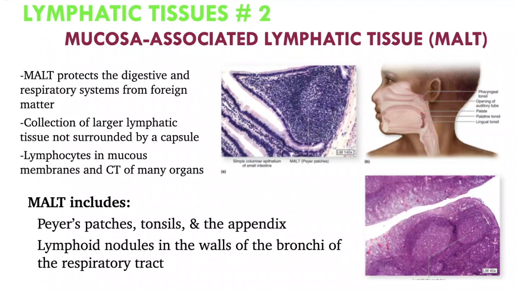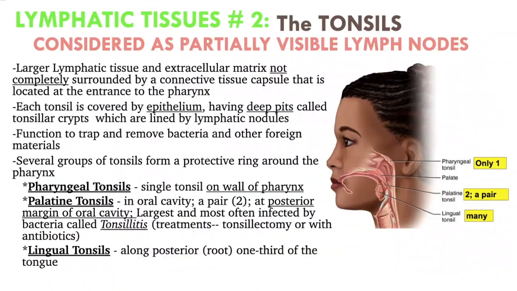So let's talk about the MALT, this mucosa-associated lymphatic tissue. This is going to primarily protect the digestive and respiratory systems. It's going to be located in those areas. It's going to have more of a mucous membrane, and there's not really going to be connective tissue surrounding this tissue. So you're not going to have the connective tissue that surrounds the lymph node. Again, the MALT includes Peyer patches, tonsils, the appendix, and we did say specifically in the respiratory and digestive systems.